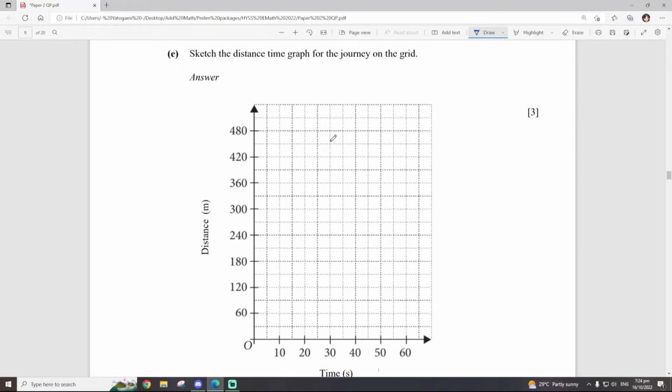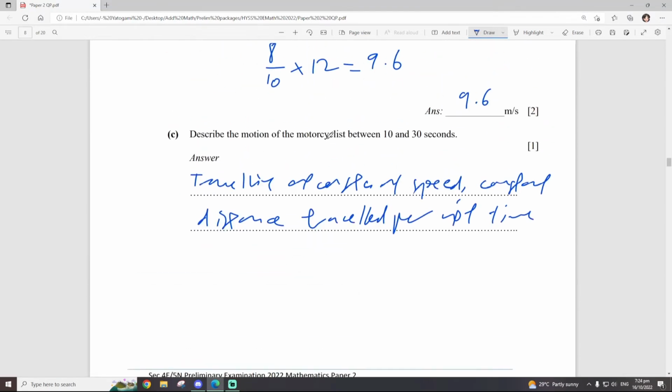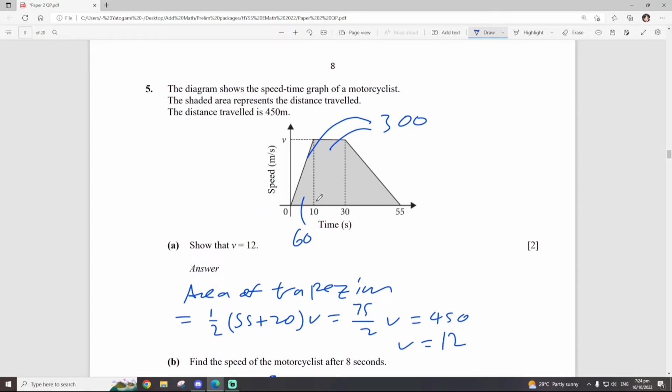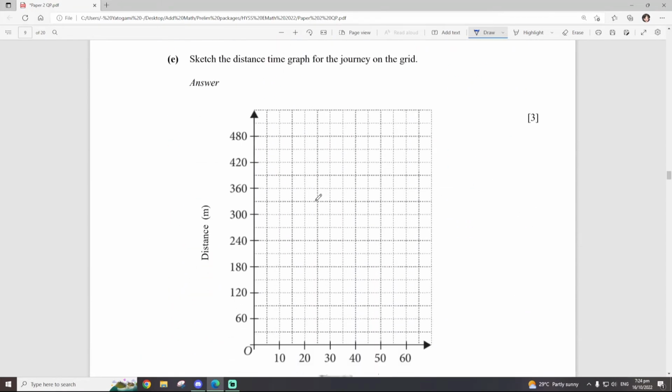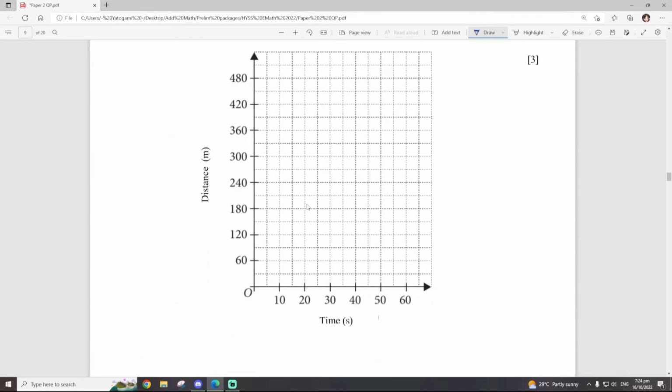So the curve will increase, well, the gradient will be increasing up to 10 seconds. So it will increase until the gradient becomes constant. Let's draw the straight line part first. The straight line part will be up until 30, I think. So that is here and here. Okay, so what does it look like?